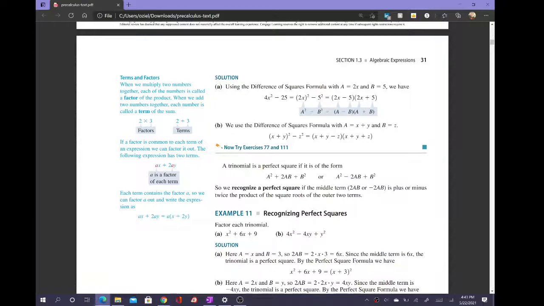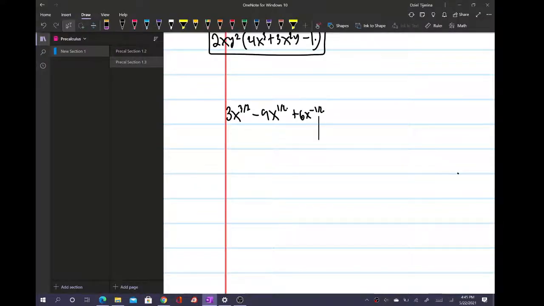So give me 1 second. Okay, so this is an interesting one. It says to factor this one, right?